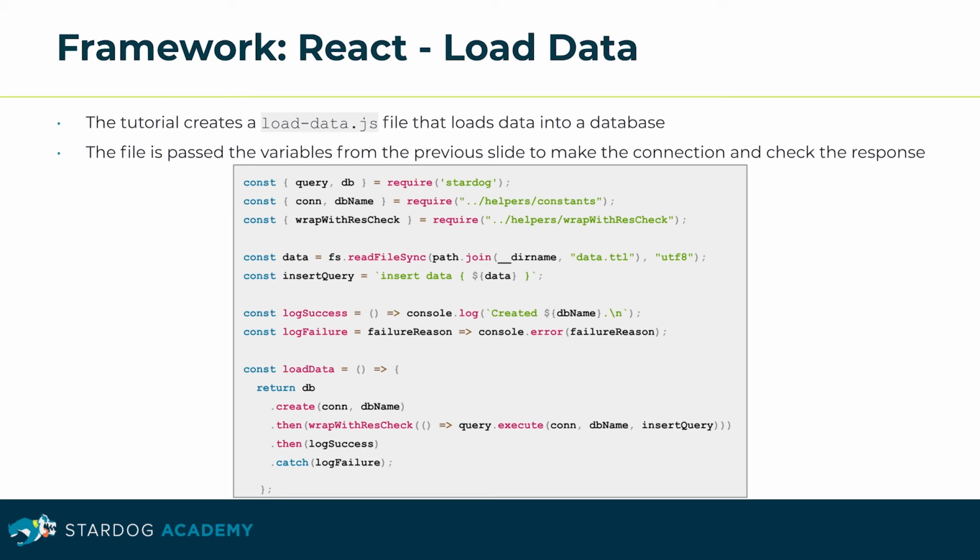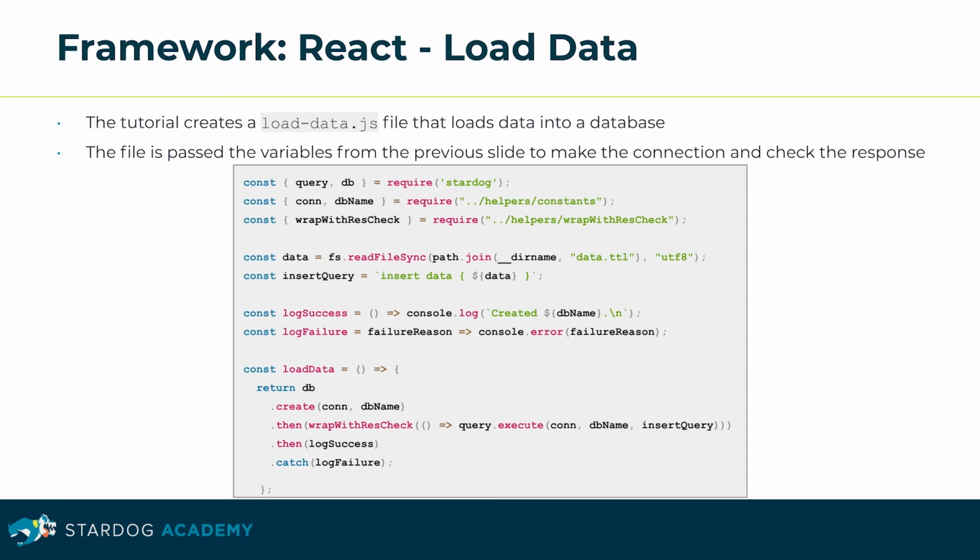The tutorial creates a loaddata.js file that loads the data into a database. The file is passed the variables from the previous slide to make the connection and check the response. You can see that we pull in the query and the db from the Stardog package, the connection and the db name from the helpers constants file, and the checker from the helpers wrap with rescheck file. The data is read in from the data.ttl file.